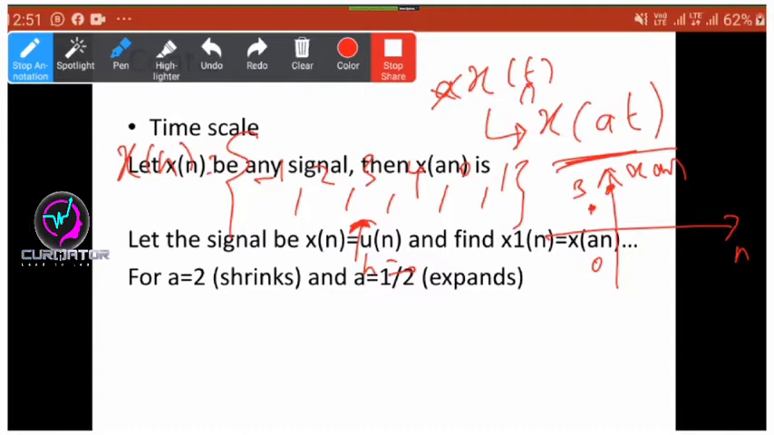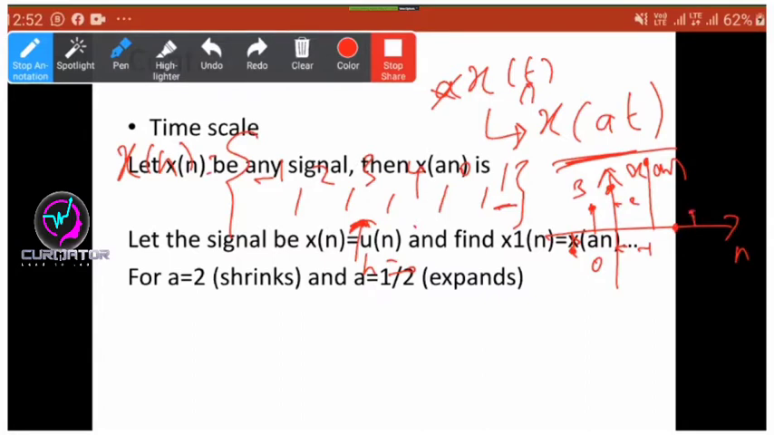Okay, this is 2. And on n equal to minus 2 we have value minus 1. This is minus 1. And on n equal to 1 we have value 4. And n equal to 2 we have 0. N equal to 3 we have 1.